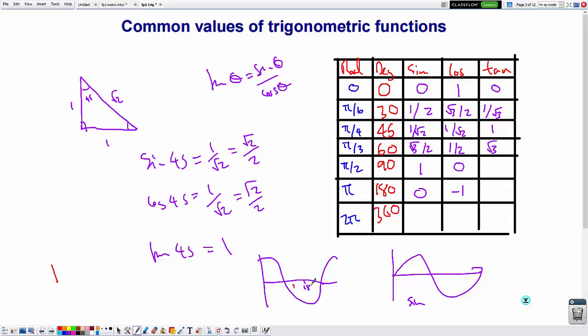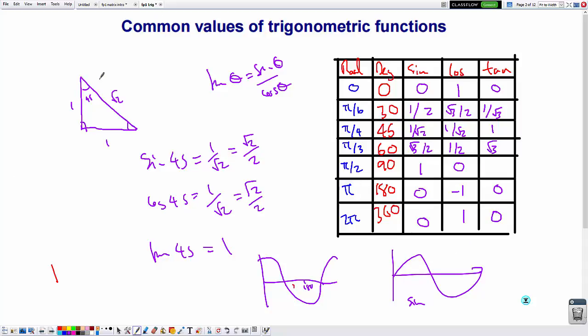180 is here. Of course, everything else is obviously from there. All right, so tan of pi, or 180. Sine is 0 at 180, cos is minus 1. So tan is 0, 0 over minus 1 is still 0. And for 360, sine is 0, cos is 1, tan is again 0.